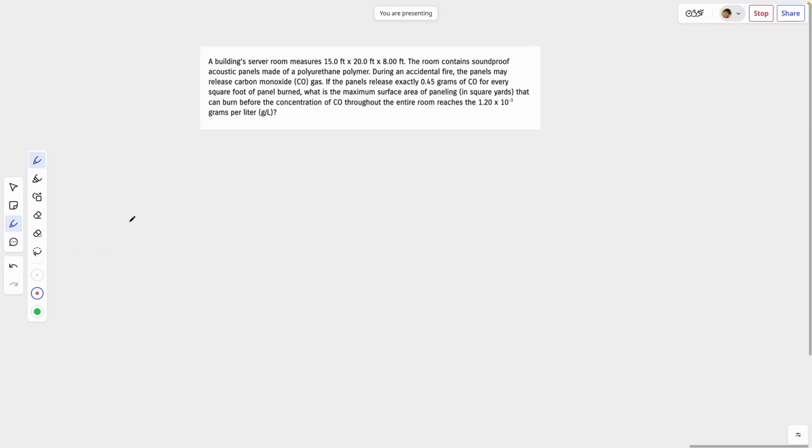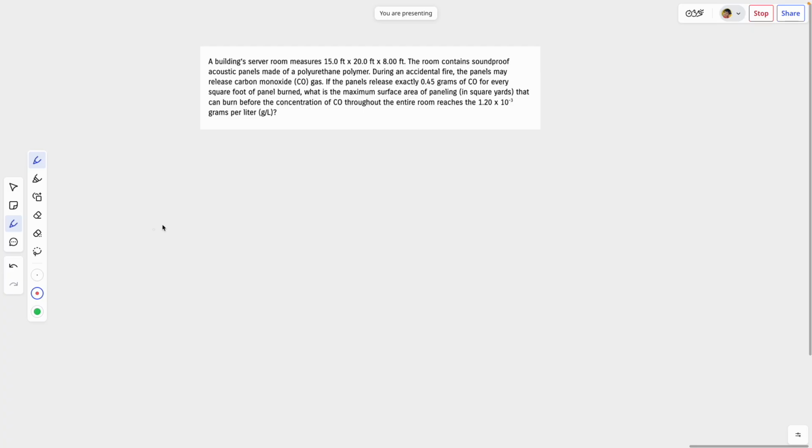Okay, so for our last problem, a building server room measures 15.0 feet by 20.0 feet by 8.00 feet. The room contains soundproof acoustic panels made of a polyurethane polymer. During an accidental fire, the panels may release carbon monoxide gas. If the panels release exactly 0.54 grams of carbon monoxide for every square foot of panel burned, what is the maximum surface area of the paneling in square yards that can burn before the concentration of CO throughout the entire room reaches 1.20 times 10 to the power of negative 3 grams per liter?